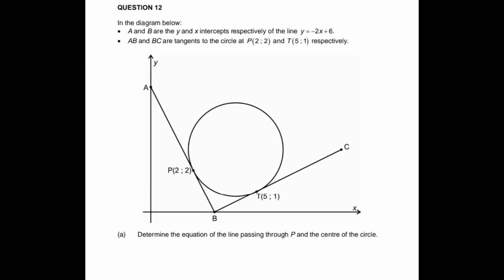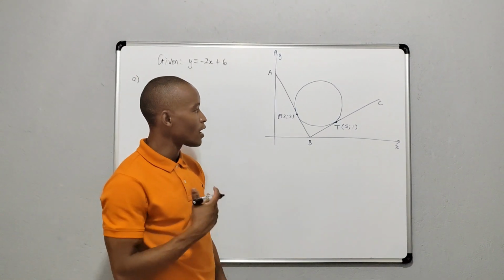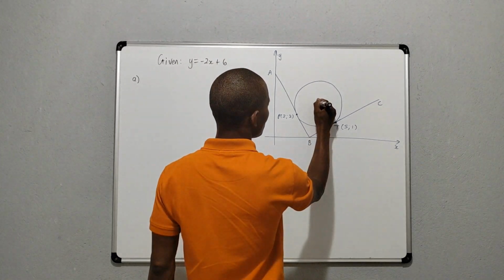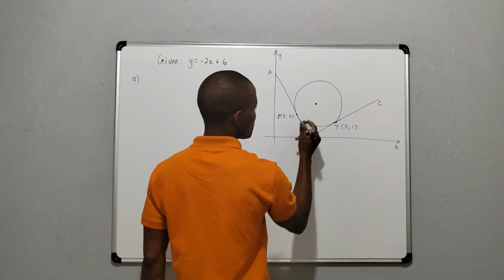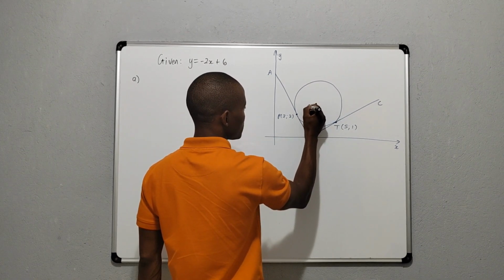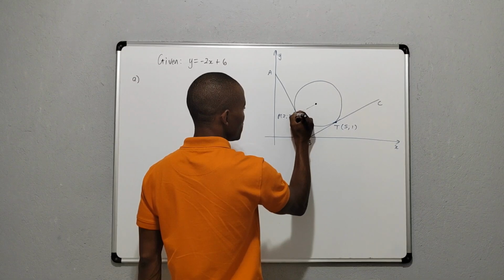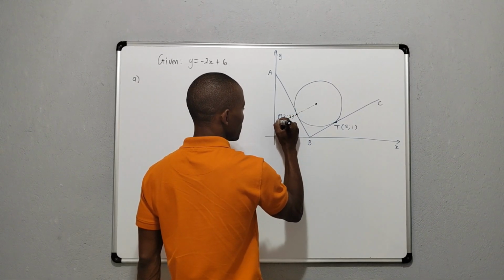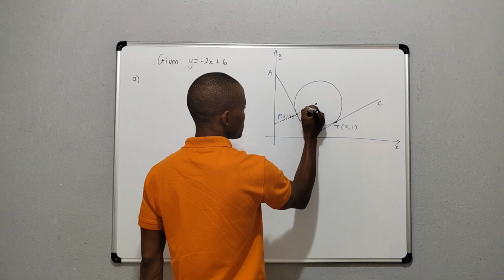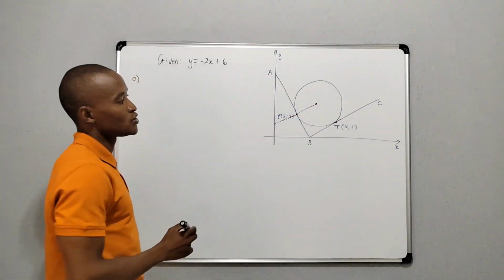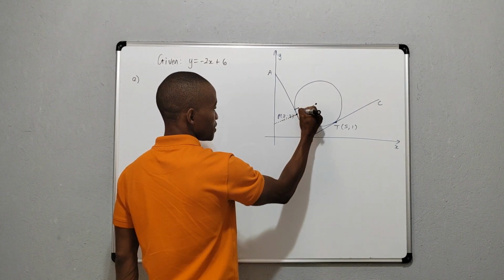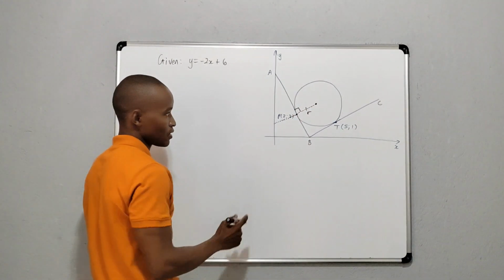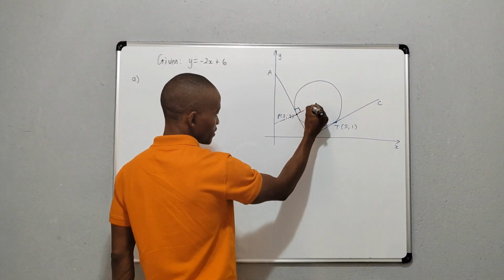Here it is. Okay, so we are asked to get the equation of this line right here that passes through the center and point P. That is the situation that we need to talk about, and we understand that the tangent is perpendicular to the radius. That is our radius. Okay, so we need the equation of that line right there.